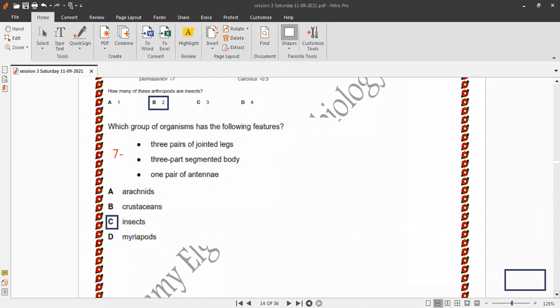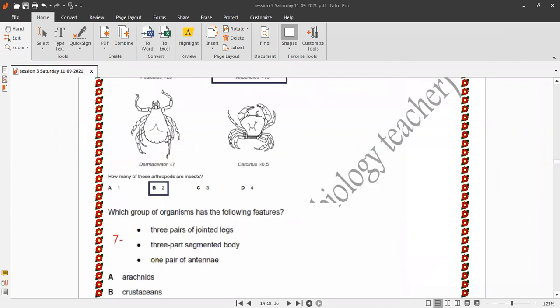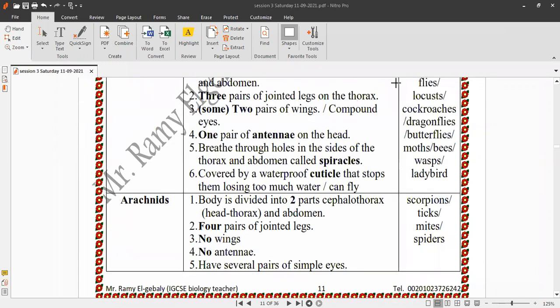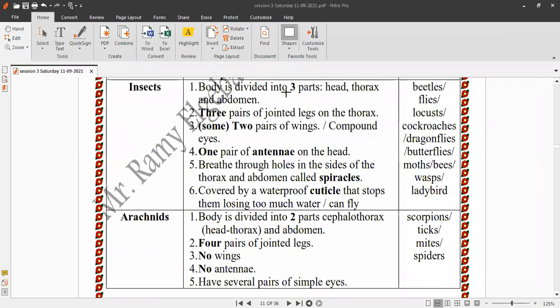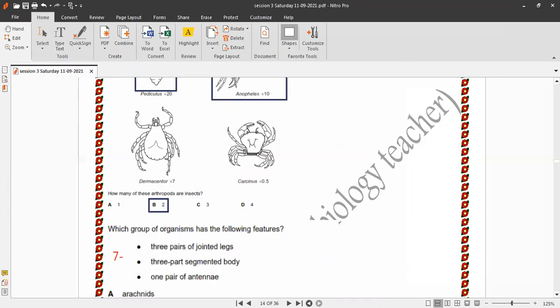Fadi. Yes, sir. Number 8. Question 8. Which are characteristics of insects? Have 6 legs, have 2 body sections. Have 6 legs, so B. Yes. Why not A? Because they have 3 body parts. Yes, head, thorax, and abdomen. Excellent. The body is divided into 3 parts, not 2 parts. Thank you, Fadi. Excellent. Why didn't you raise your hand?